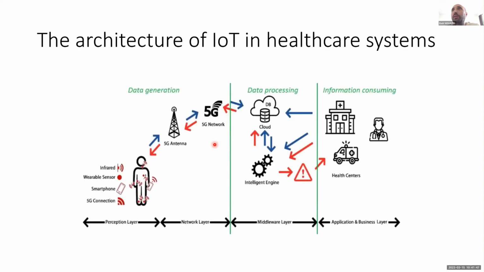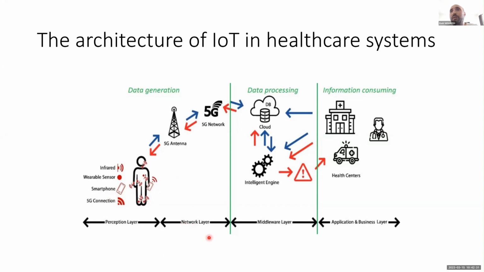So the general architecture of IoT in healthcare can be presented like this. It goes on 4 layers. First, the perception layer. This is the layer where the data is gathered, either from the environment or from the body. So we can have wearable sensors or environmental sensors. We use either 5G on the IoT, or we can use a connection of a smartphone, right?